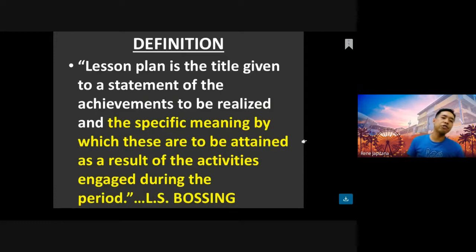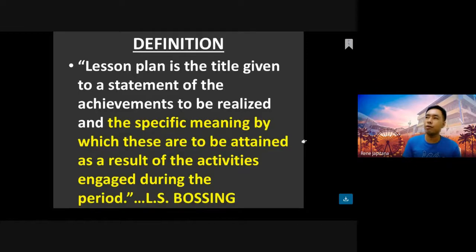Okay, another definition. The lesson plan is the title given to a statement of the achievements to be realized and specific means by which these are to be attained. So, result oriented. We are creating the lesson plan and foreseeing the result of the teaching and learning process, and how to attain the objectives.